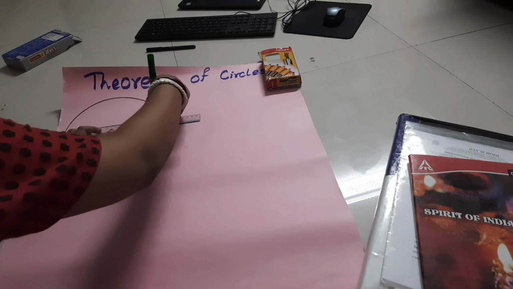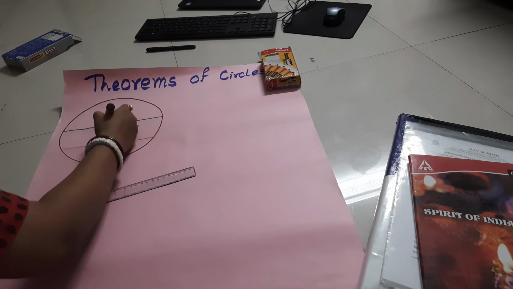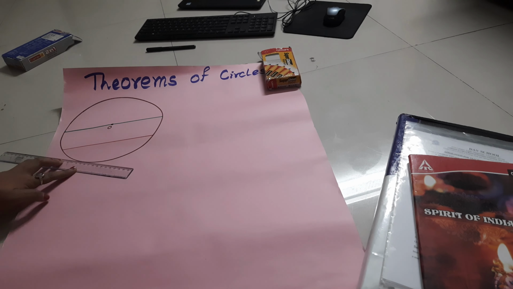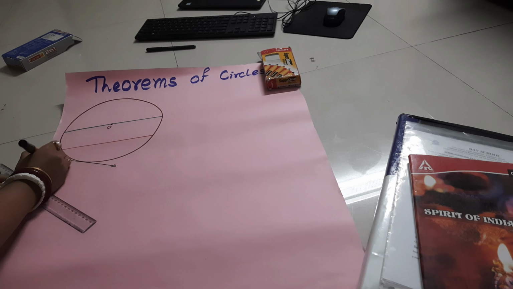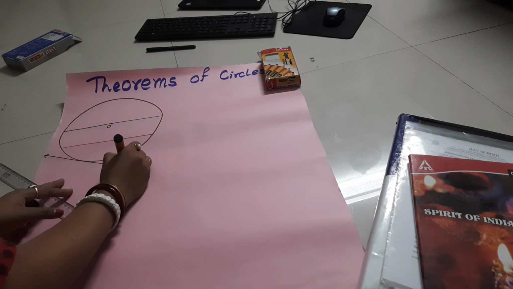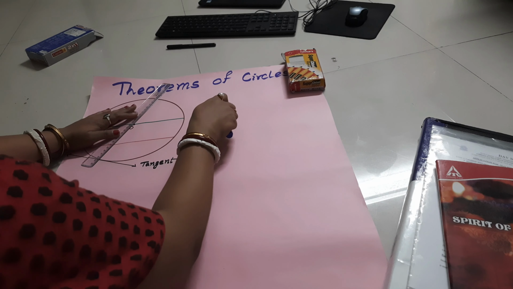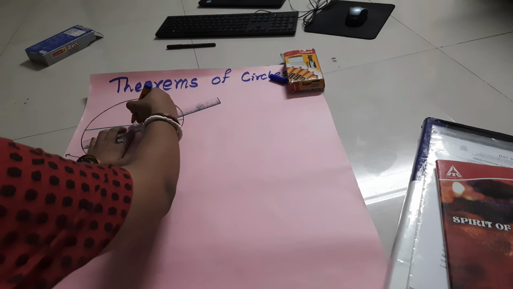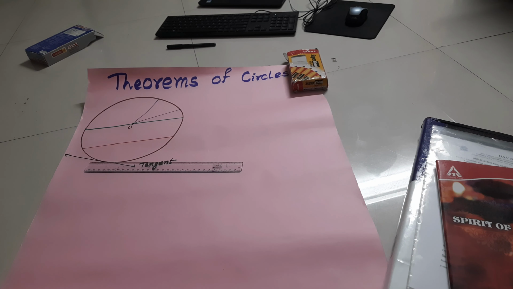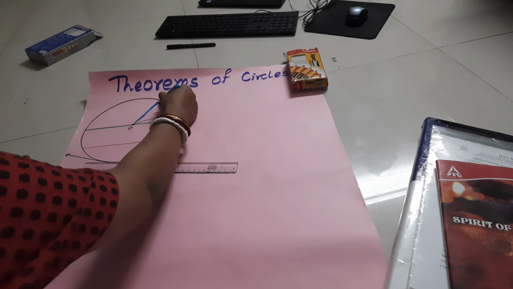In this chart, I am drawing one circle, and the definitions of circles like radius and then secant, all those I am drawing here, you can see. And a tangent, what is called a tangent. Actually this chart is completely based on the NCERT book, from the circles chapter and tangent of the circles.